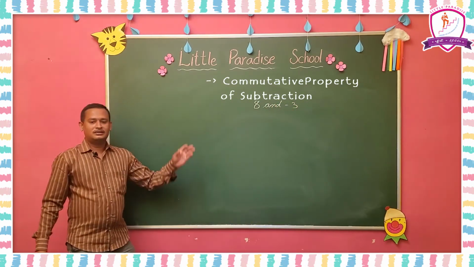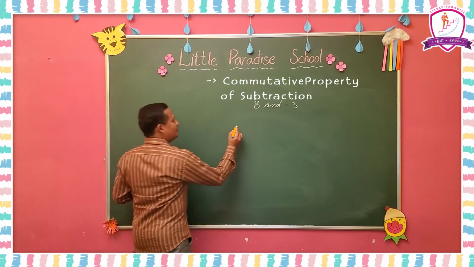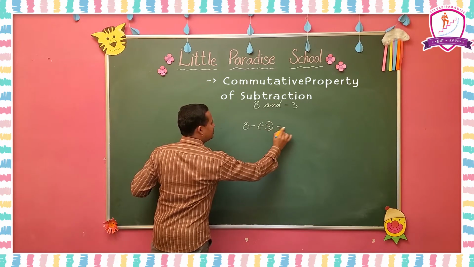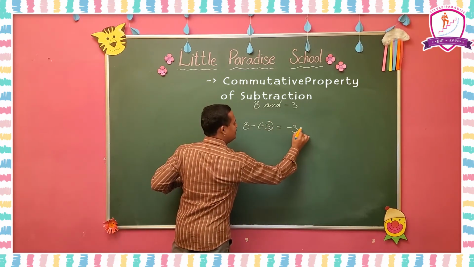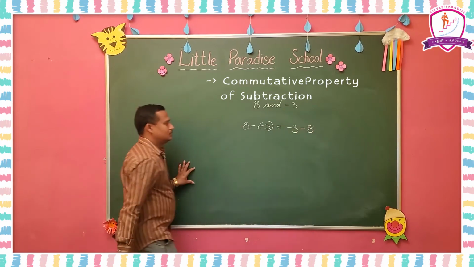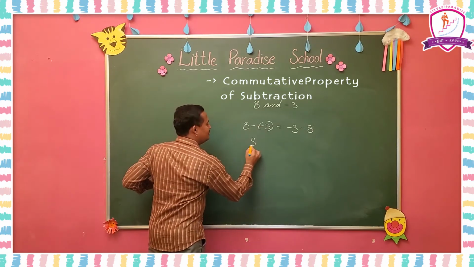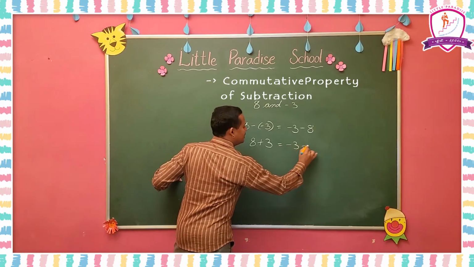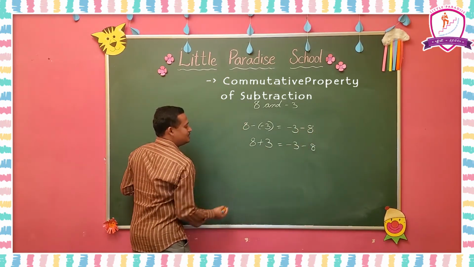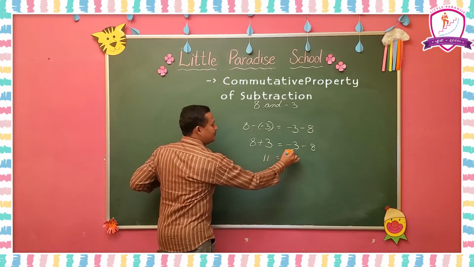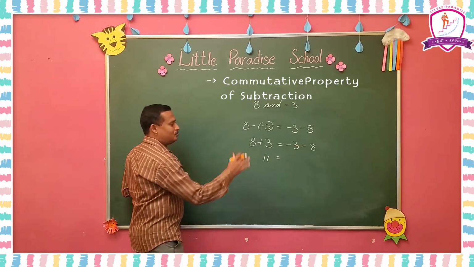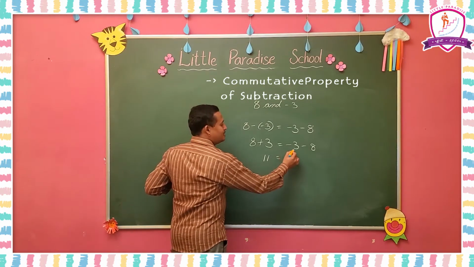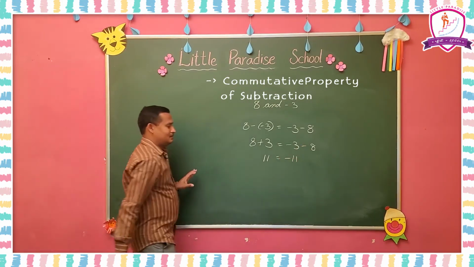Here we are going to subtract: 8 minus of minus 3 is equal to, and minus 3 minus 8. Here 8 minus of minus 3 becomes 8 plus 3, and here minus 3 minus 8. So 8 plus 3 is 11. In minus 3 minus 8, the two are negative integers, so we can add these two integers. So minus 3 minus 8 will become minus 11.